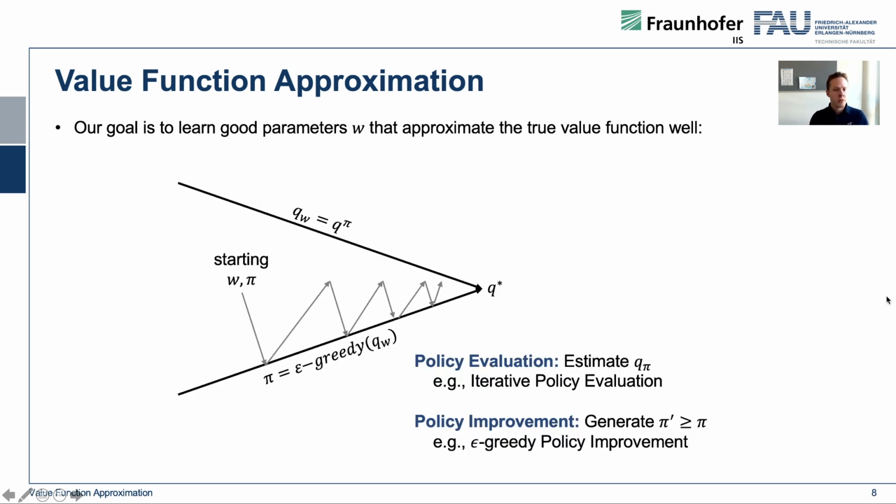So what we will be doing here is still sticking to our generalized policy iteration framework, where we initially did the iterative policy evaluation step. Now we will do an approximate policy evaluation step, where we learn a parameter vector W in order to find a function approximator that approximates the value function.